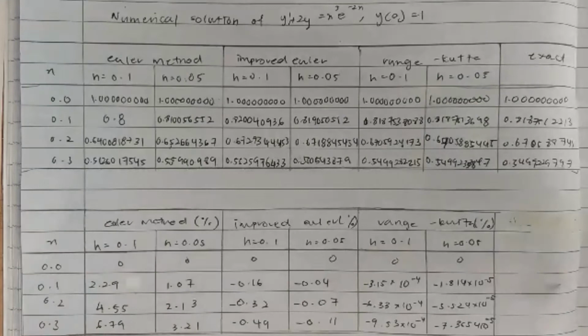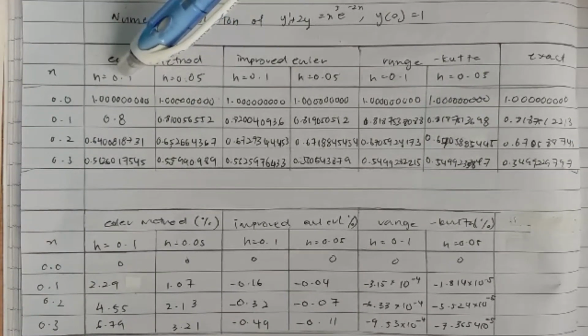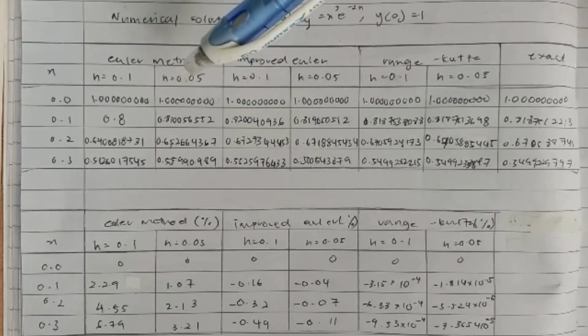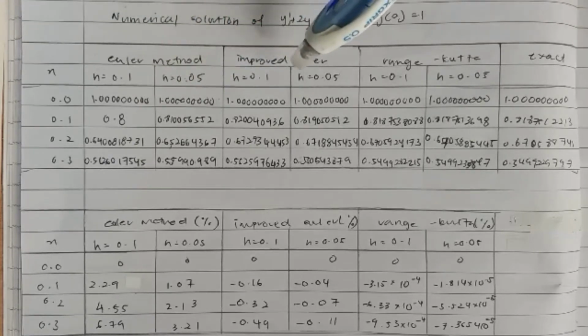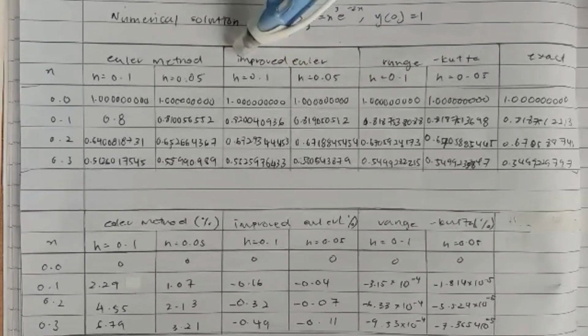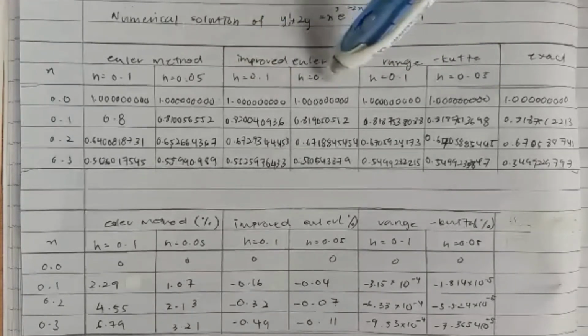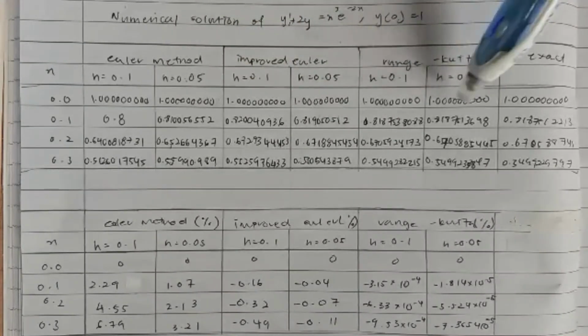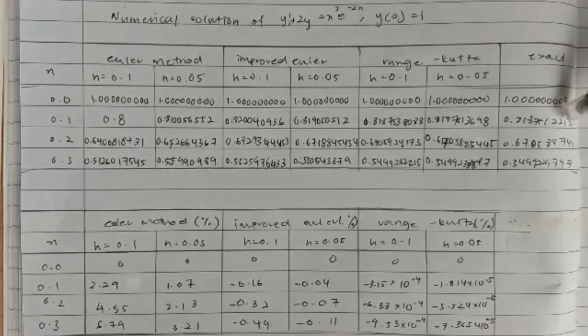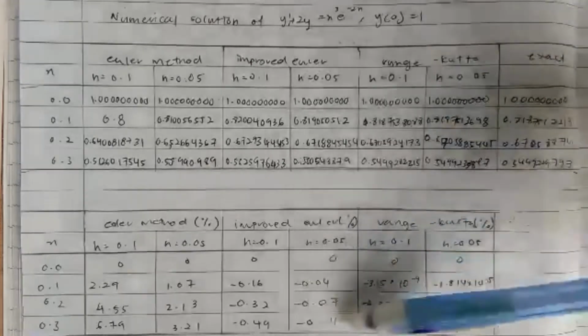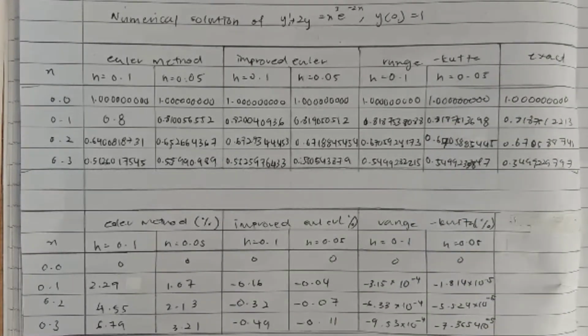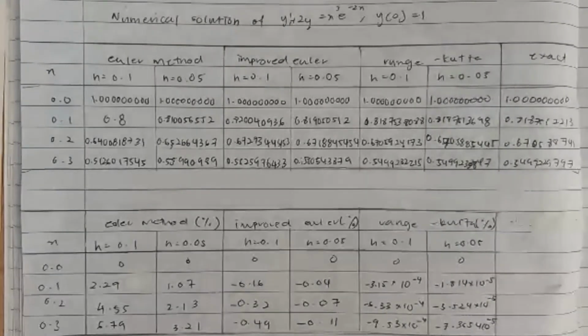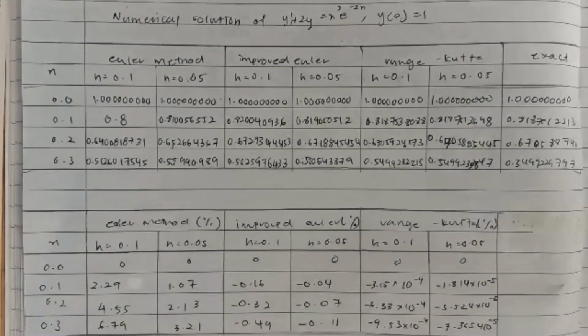But two different values of h. For the Euler method, we have h equal to 0.1 and another h equal to 0.05, and so it is for the other two methods: the improved Euler method with both the same h, and the Runge-Kutta method also with the same h, and also there's an exact value from the analytic solution. So this is all the answer from the calculation that we already compiled in one table using the same equation.